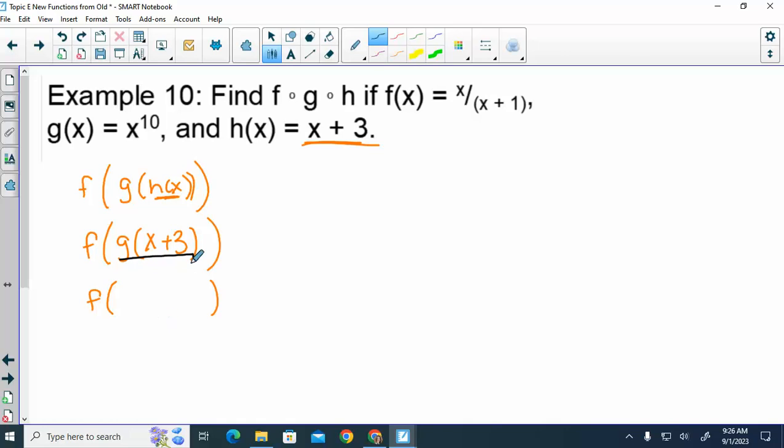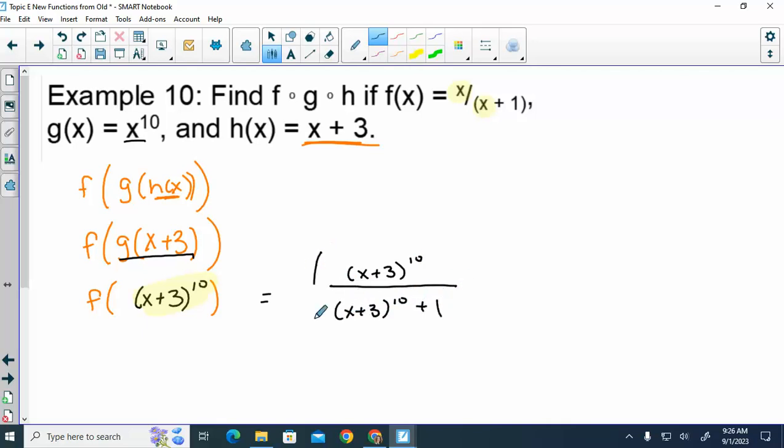Work the g of x plus 3. So that says you go to function g, we replace the x with x plus 3. Finally, I plug that into f. So I am replacing each of these x's with an x plus 3 to the 10. X plus 3 to the 10 over x plus 3 to the 10 plus 1.